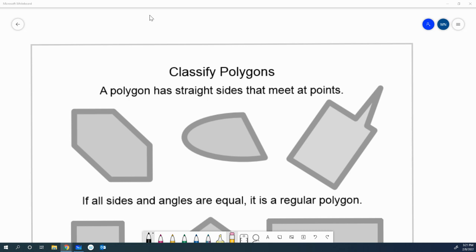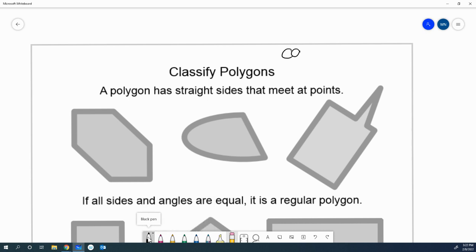Today we're going to be talking about classifying polygons. So the most important thing to discuss first is what is a polygon? A polygon is basically just a shape that has straight sides that meet at points. So there's some very important things to remember that polygons cannot have.